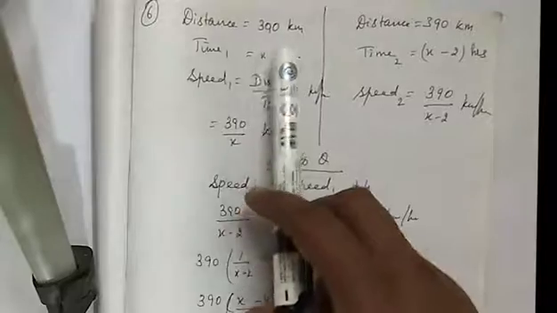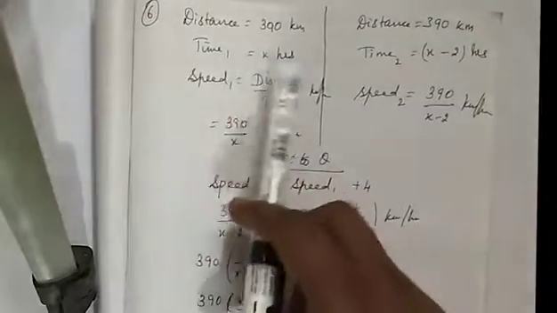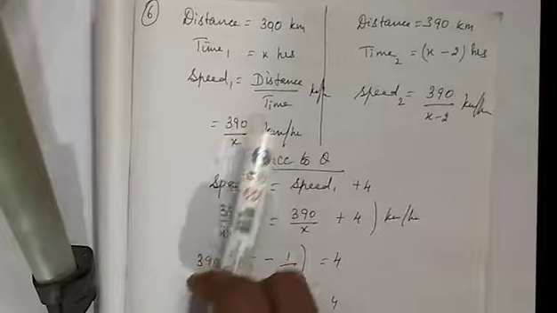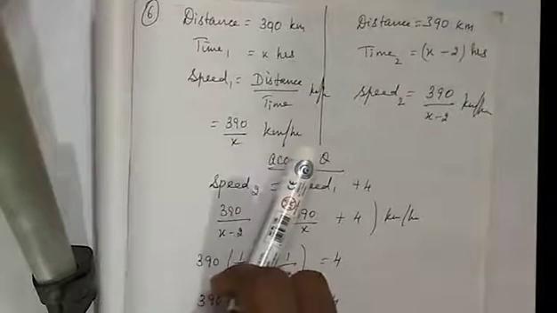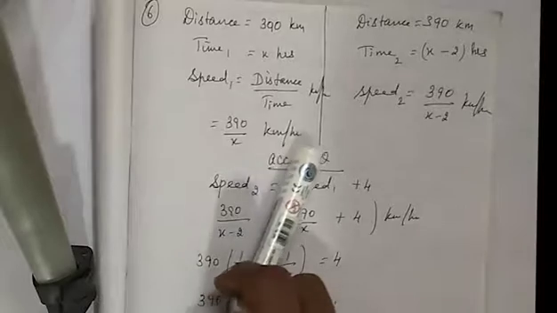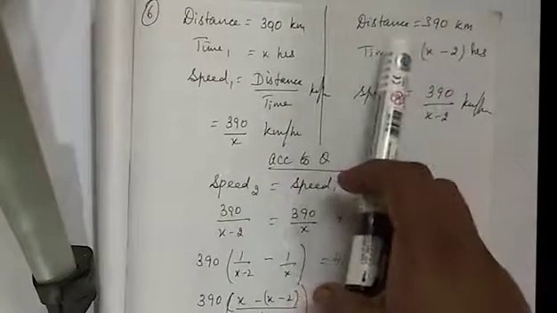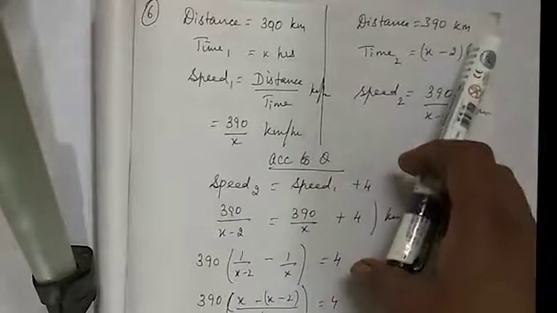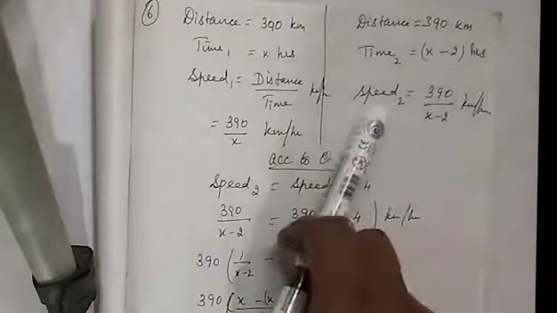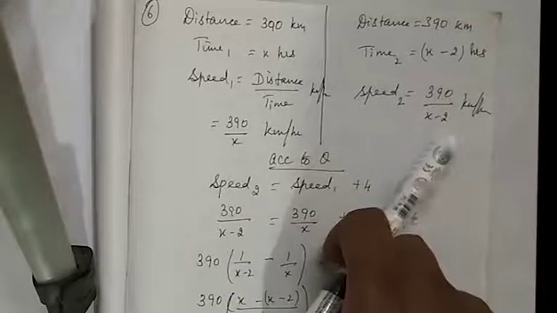Distance 390 kilometer. Time x hours. So speed, distance upon time, you will get 390 upon x kilometer per hour. Second case, distance 390 kilometer and time x minus 2 hours. Speed 390 upon x minus 2.